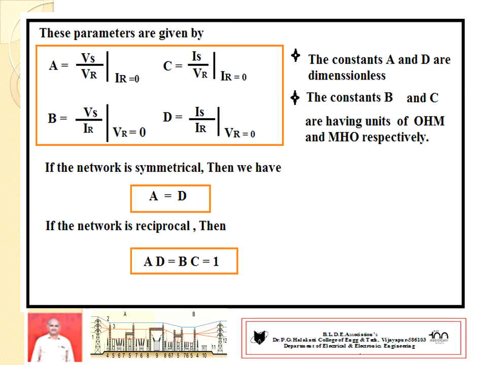A and D do not have any dimensions. These generalized constants A and D are dimensionless. Similarly, B and C have dimensions of ohms and mho respectively. If the given network is symmetrical, or in a symmetrical bilateral network, we have the relation A equal to D. If the network is reciprocal, then we get the relation AD minus BC equal to 1.